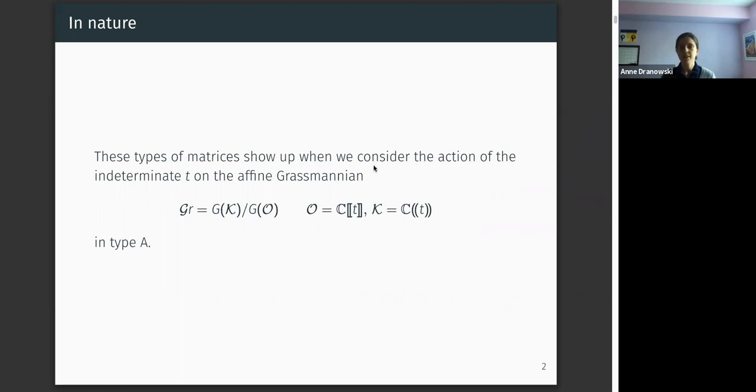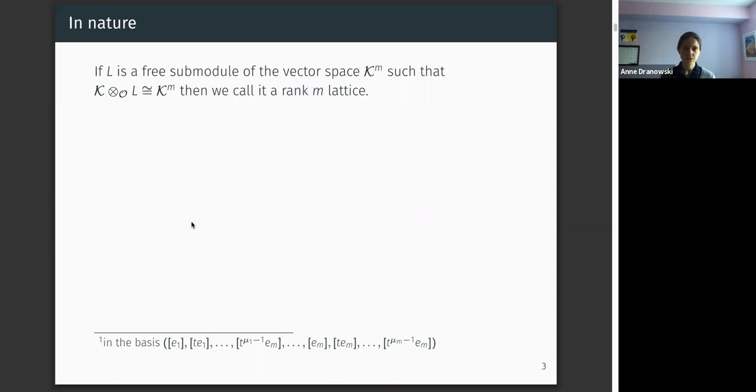the action of T just by multiplication on the affine Grassmannian, which I'll present here as usual as a coset space, G(K) mod G(O), K denoting Laurent series and O denoting power series in this indeterminate T, but only in type A, where we have at our disposal the lattice model for the affine Grassmannian. So a lattice is a free submodule of the vector space K^m, such that if I tensor with K over O, then I recover K^m.